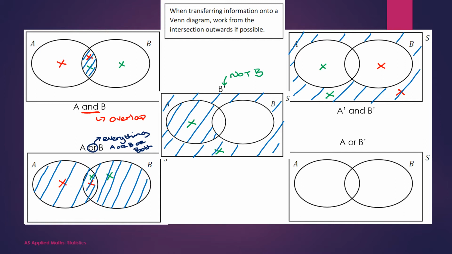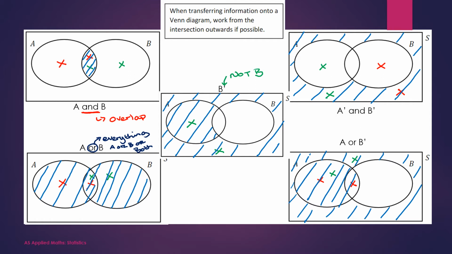So looking at this final one, I want A or not B. So A is that section and that section, not B is that section and that section, and or includes everything that I have put across. So I want the whole of the A circle, so I'm taking all of that, and I want the outside. So that would just leave me with this bit.